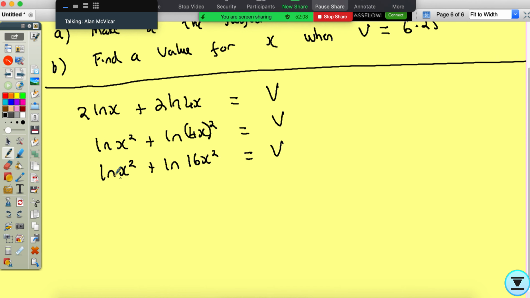Now, because I've got ln terms on their own, I can push them together. So that's ln 16x to the power of 4 equals v. And that's what you want. You want your ln isolated as one term, preferably on the left-hand side, because that then allows me to go, right, I'm taking the exponential of this side and the exponential of this side.